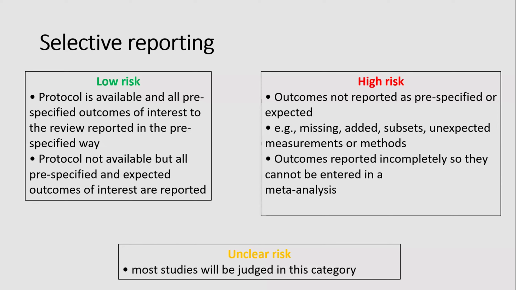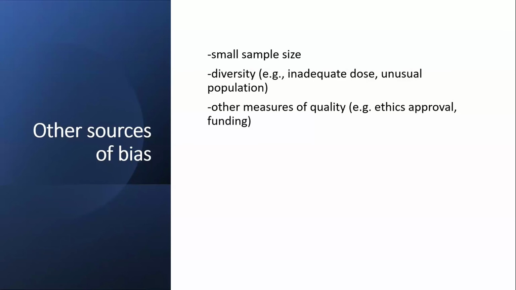When you say high risk, outcomes are not reported as pre-specified or expected, or there is any missing data, or you have added some data, or subsets or unexpected measurements were done, or outcomes reported incompletely, so they cannot be entered in a meta-analysis. If you find those kinds of reporting in the study, you will mention it as a high risk of bias. And if you find that the judgment is not proper, then you can give it as an unclear risk of bias.